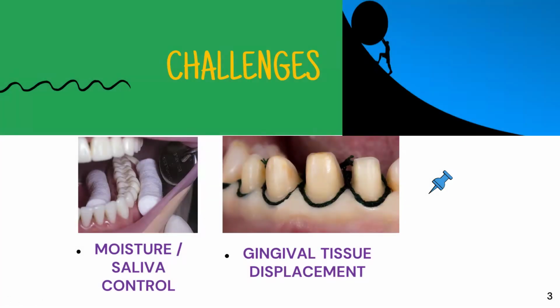With that in mind, let's move on. Let's see what are the most commonly faced challenges while recording a final fixed prosthetic impression. The first one is moisture or saliva control, as you all might have faced already. Controlling the salivary flow to the prepared tooth or the area of interest is very important to prevent distortion or contamination of the prepared tooth surface.